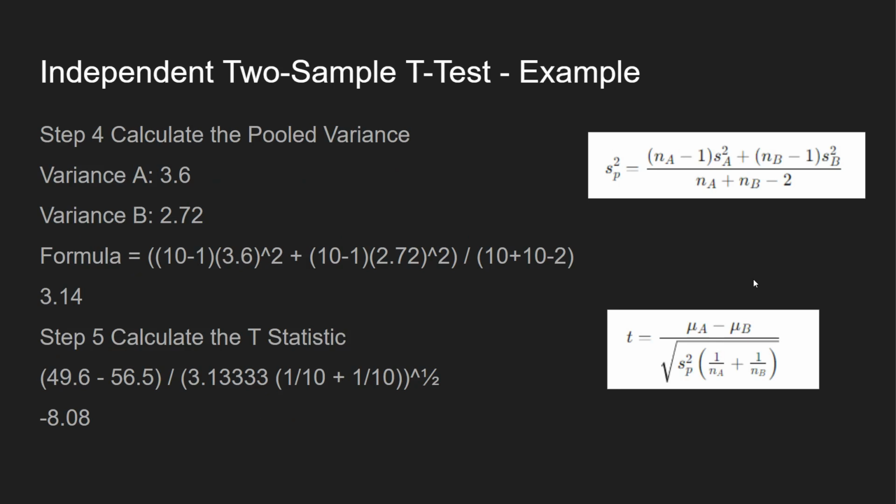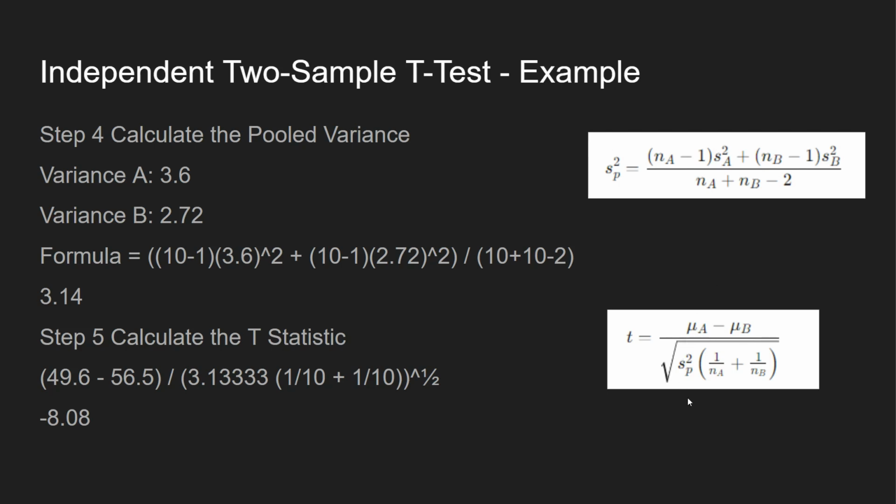All right, then we want to calculate our pooled variance. So variance of A, running club A, 3.6, running club B, 2.72. We run this formula, which is right over here. We get 3.14. Then we can calculate our t-statistic, right?